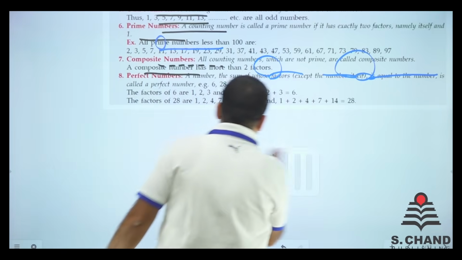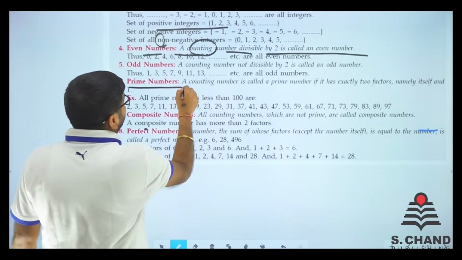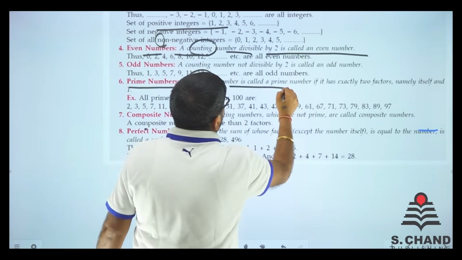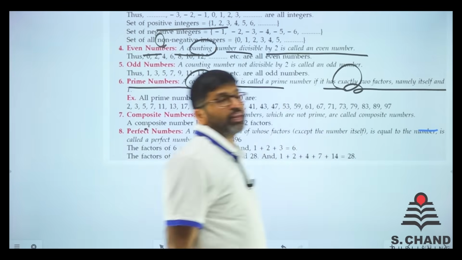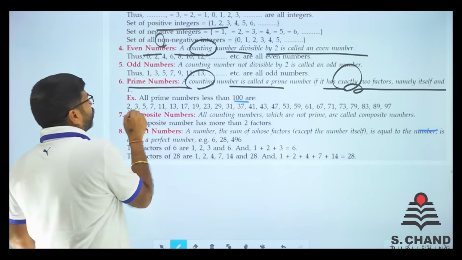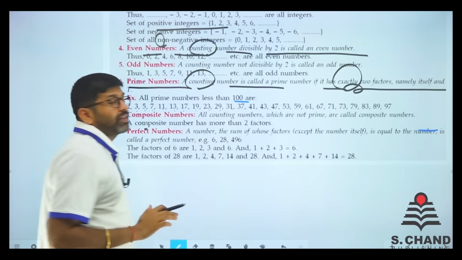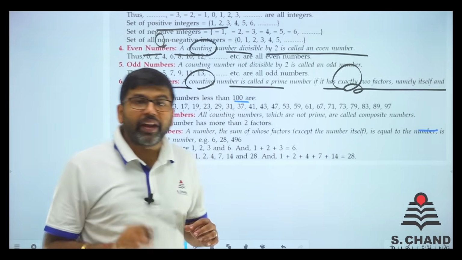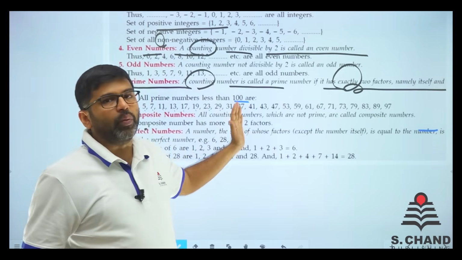What is not prime, we will see ahead. What I told you is, prime numbers are all counting numbers if they have exactly two factors, namely itself and 1. And here are all the prime numbers less than 100. So we have 2, 3, 5, 7, 11, 13, 17, 19, 23, 29. All these numbers are not divisible by anything else except the number itself and 1.